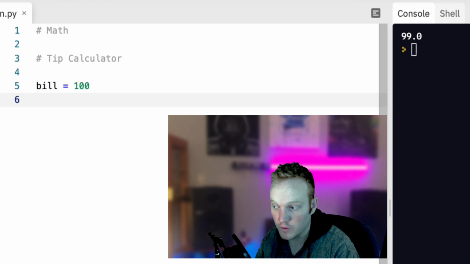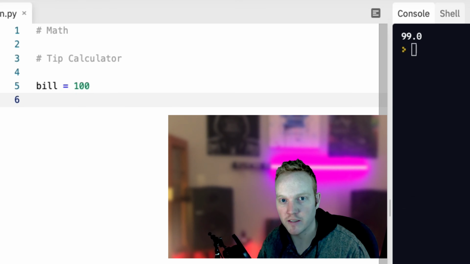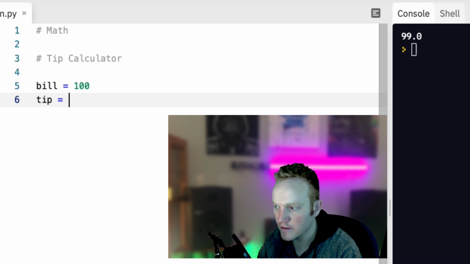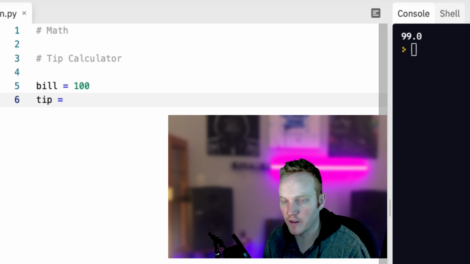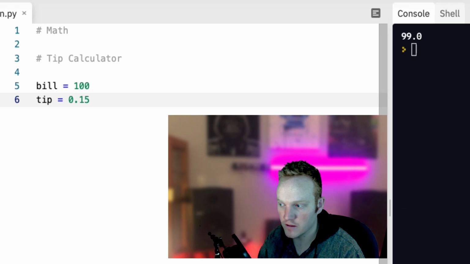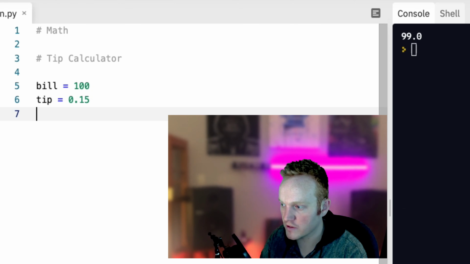Now, if my bill is $100, I also have an option to give a certain percentage of a tip based off of that bill. So I'm going to create a tip, and typically a good tip would be about 15% if the waiter or waitress did a good job. So we're going to say 0.15. Now that is not 15 cents. That is 15%, represented as a decimal.